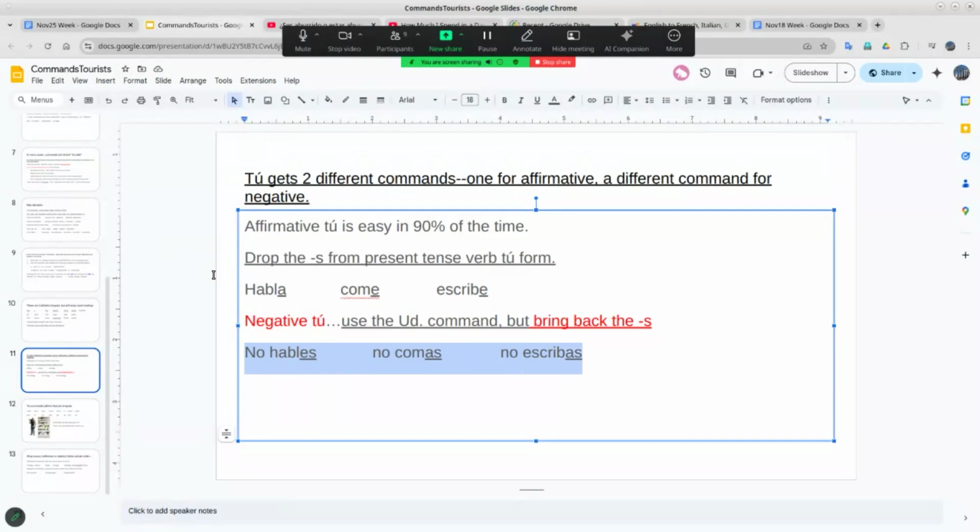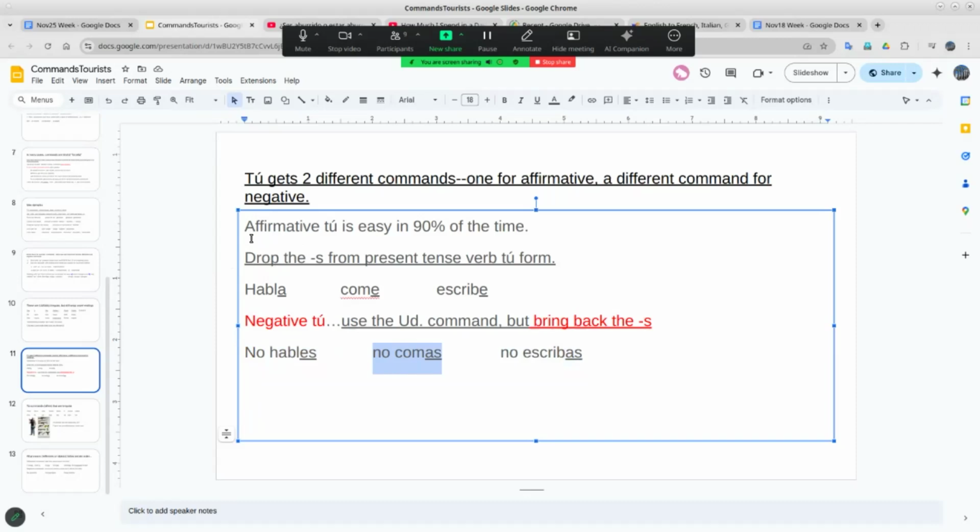No hables. It won't be no comes, it'll be no comas. It won't be no escribes, it'll be no escribas. Lest you think, what an illiterate person, they don't even know how to say it, wait a minute, it's escribes. Well, it's a command if they're telling you no escribas, don't write anymore. If mom tells you, don't eat that thing in the fridge because I'm saving it for Thanksgiving, no comas.